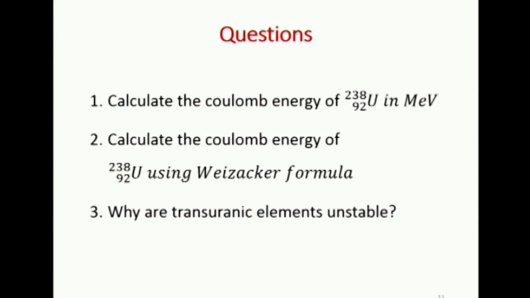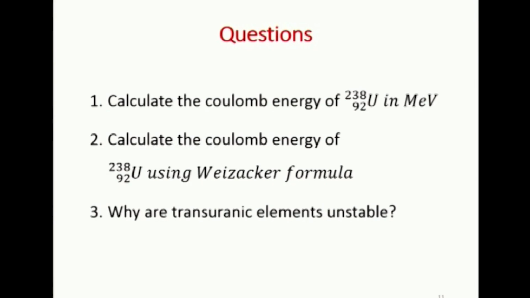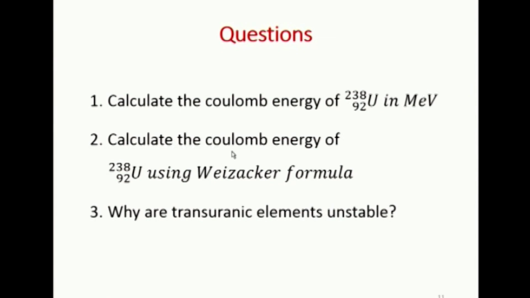Now, we will have just a few questions. Calculate the Coulomb energy of uranium 92-238 in MeV. Already we have written the expression for Coulomb energy, and there Z comes into the picture. Here Z is 92, and mass number A is 238. So, find out the Coulomb energy of uranium. Why did we just say uranium? Because you will know that the Coulomb energy is large, that is why it is unstable and it is suitable for a nuclear reactor. So, calculate the Coulomb energy directly here and also using the Weizsäcker formula.